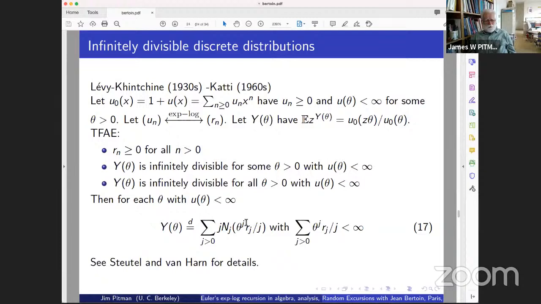And you have a completely explicit compound Poisson representation, and you get for free that as soon as the theta is such that the distribution exists, then this power series is going to converge. Anyway, this is discussed at some length in Stoitel and Van Haan's book, and not exactly in the way I present it, but if you reread their treatment, you'll realize that this can simply be read off from their discussion.